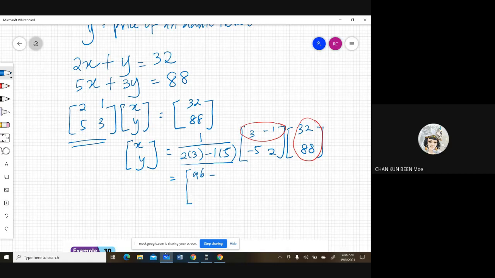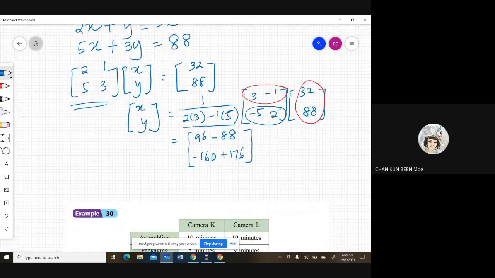Minus 1 times 88, so minus 88. Okay, and then the next one will be negative 5 times 32. Negative 5 times 32 is negative 160. Okay, minus 2 times 88 is, sorry, not minus, plus 176. Okay, so then we solve it.